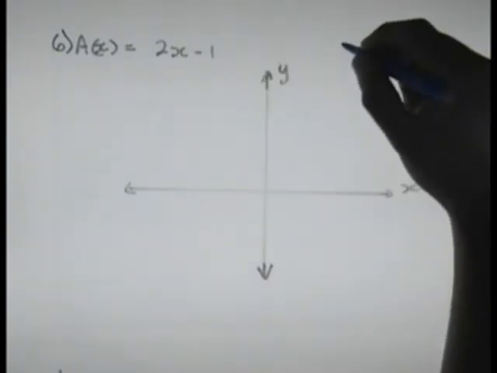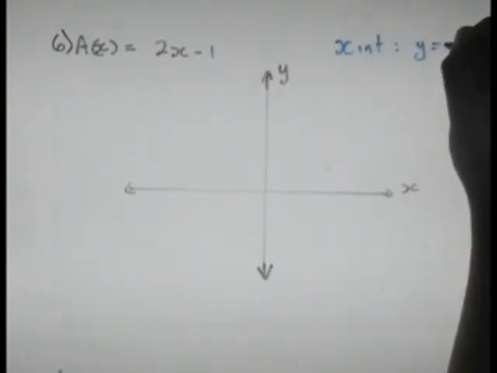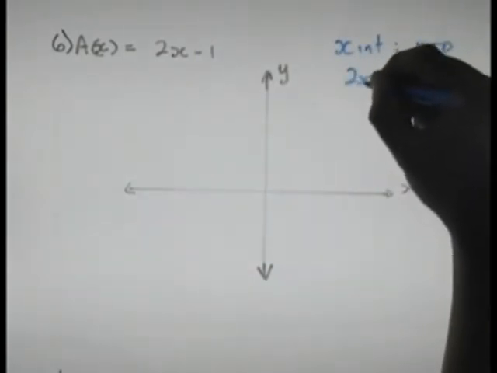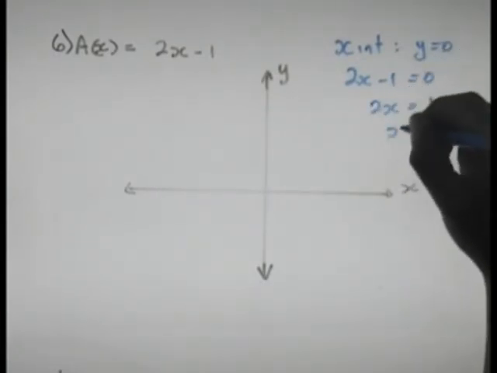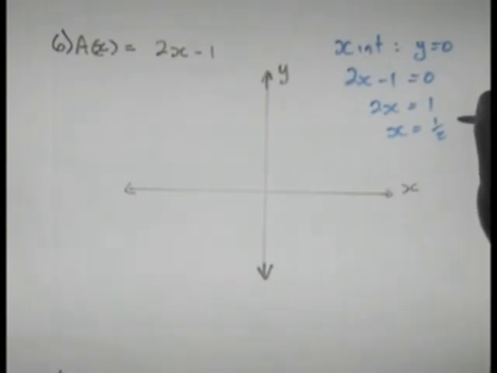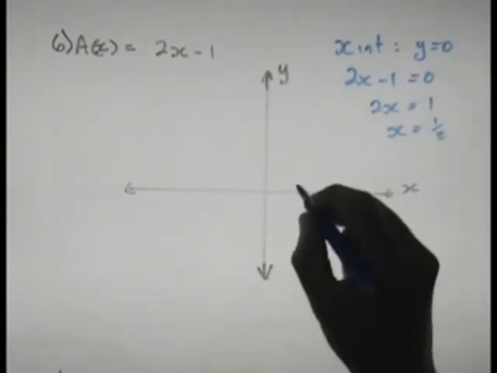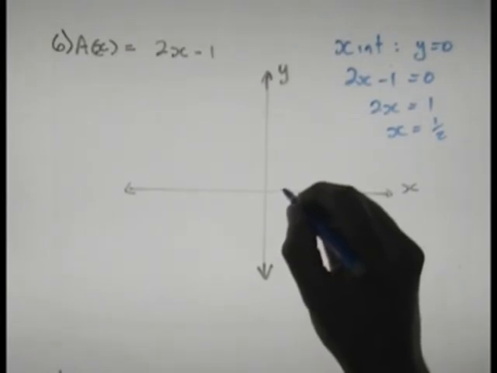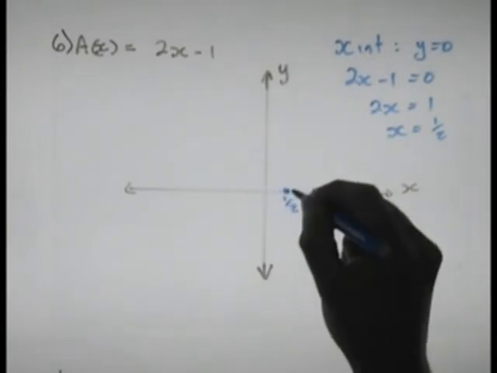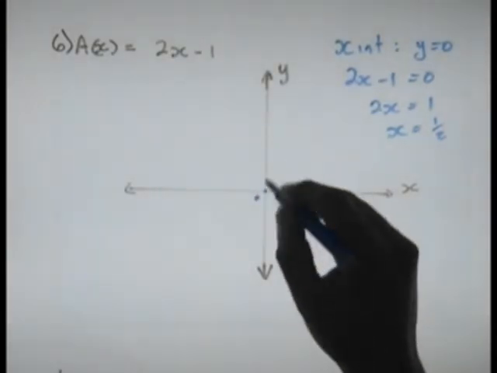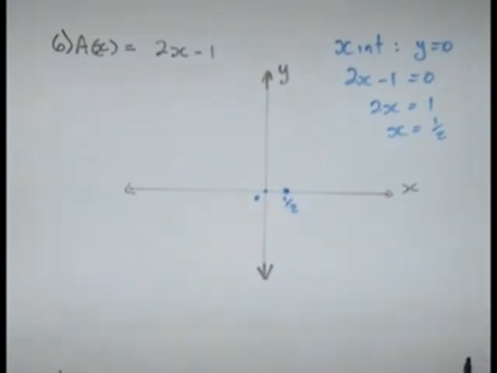I'm firstly going to start with my x-intercept, and that happens when y is equal to 0. That means that 2x minus 1 is equal to 0, 2x is equal to 1, x is equal to 1 over 2. So when y is equal to 0, x is equal to positive a half. Let's put that over there. When y is 0, that's that line over there, x is equal to positive a half.